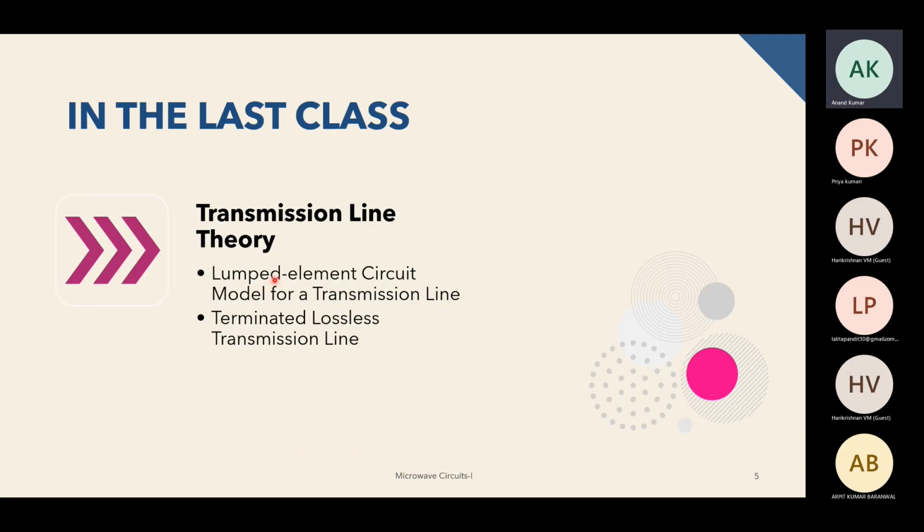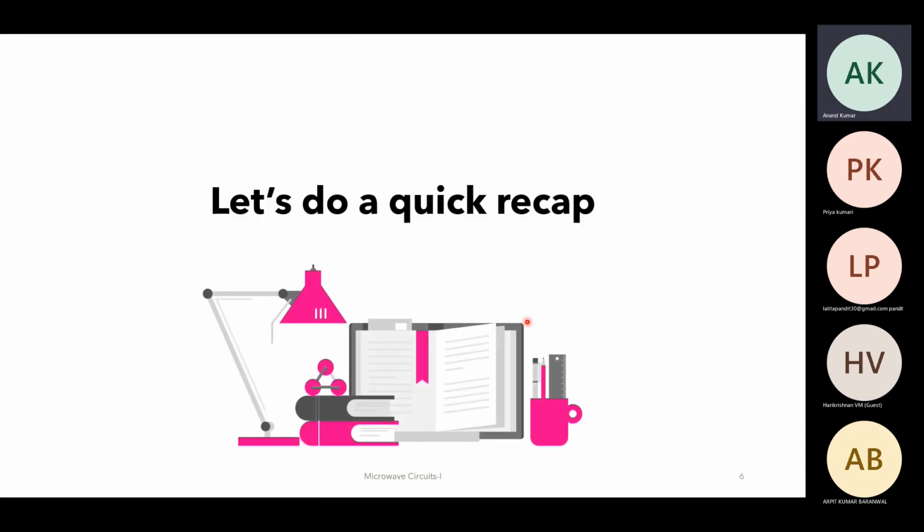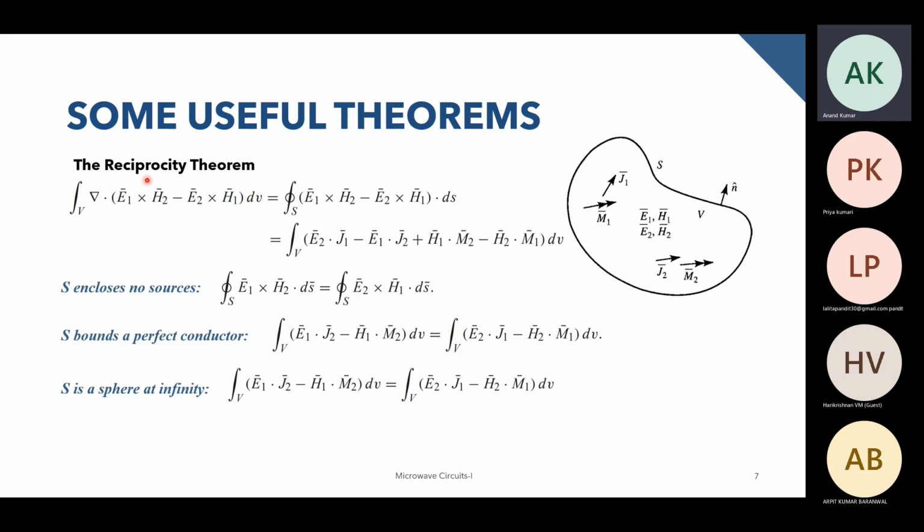So in the last class we started with the transmission line theory, the lumped element circuit model for transmission line, and the terminated lossless transmission line. Some part of it was still left from the terminated lossless transmission line, so we'll cover that as well today. So we'll start with a quick recap.